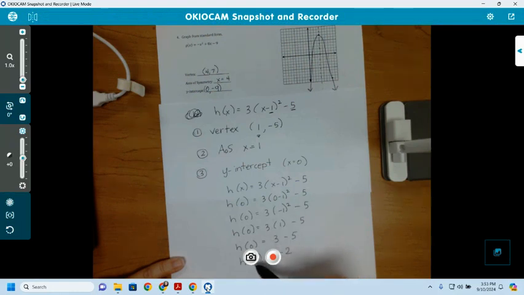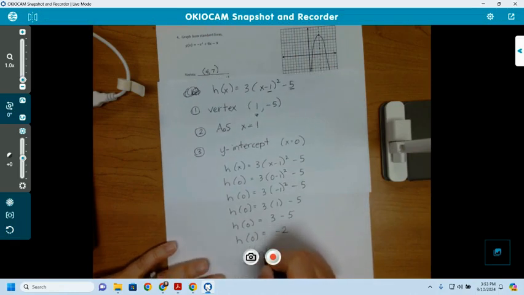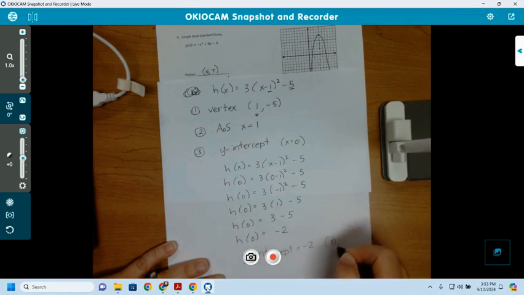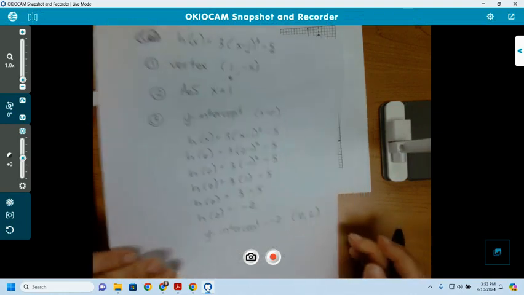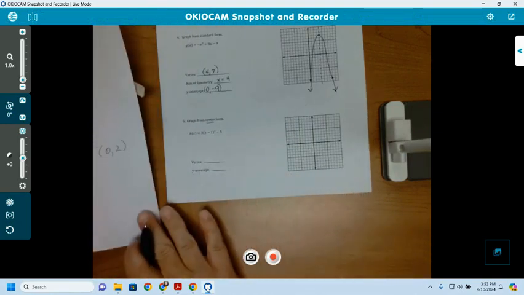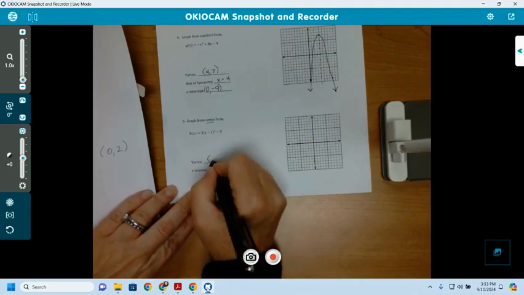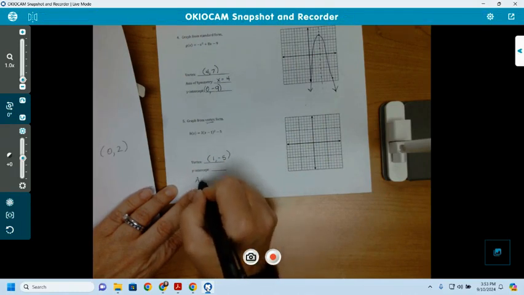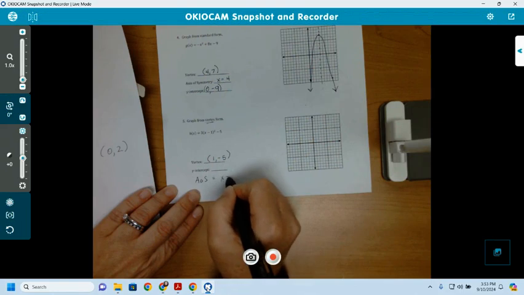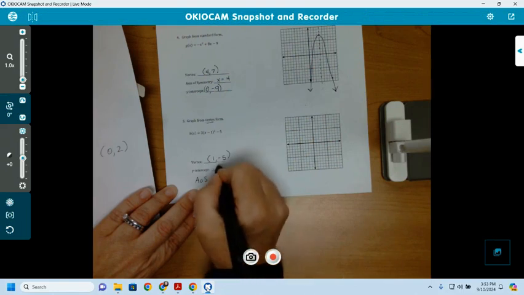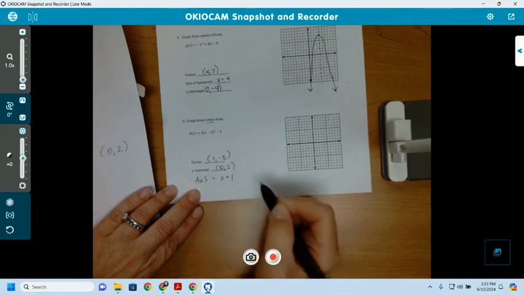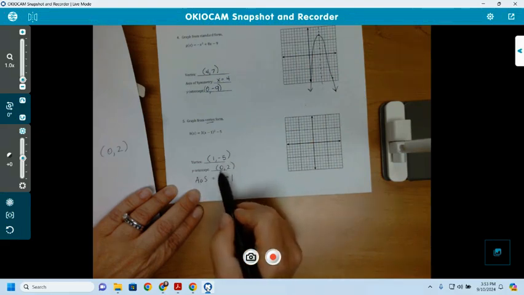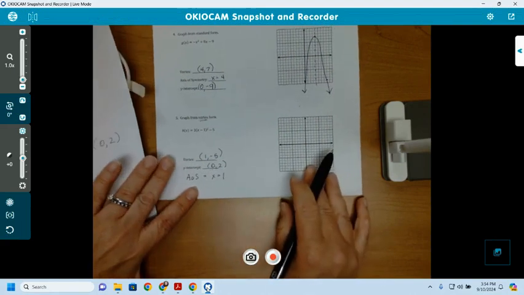So when x is 0, the y-intercept equals -2, or we write that as 0, -2. So let's take that information and plug it into the original form. We have the vertex as 1, comma, -5. We have the axis of symmetry is x equals 1, and the y-intercept is 0, -2. The y-intercept is always where x equals 0. So let's plot these points.